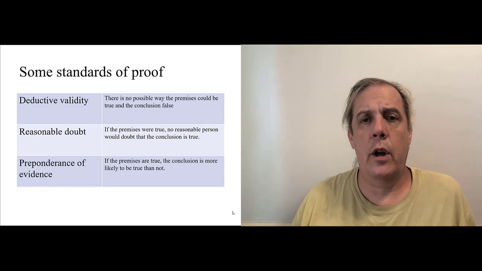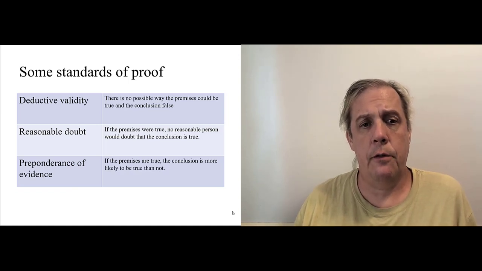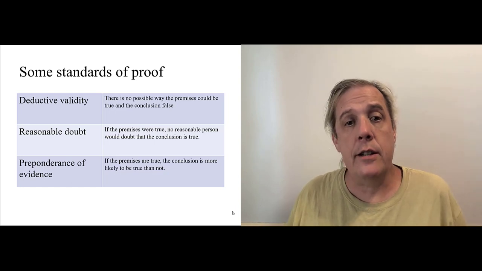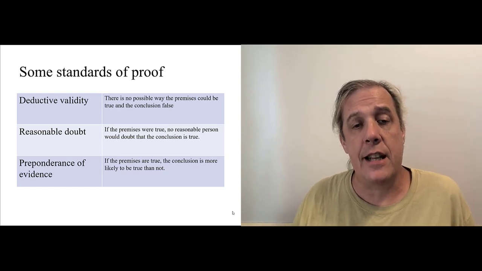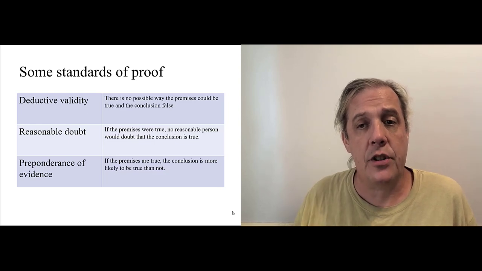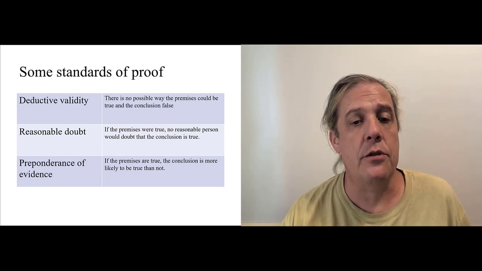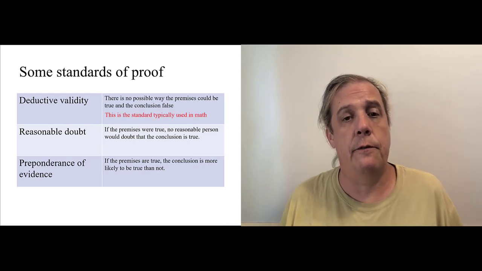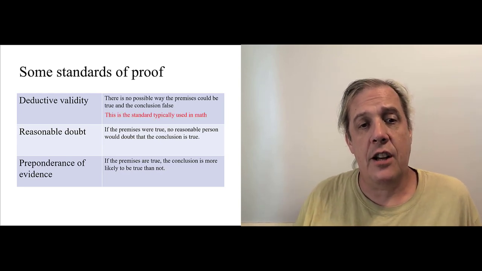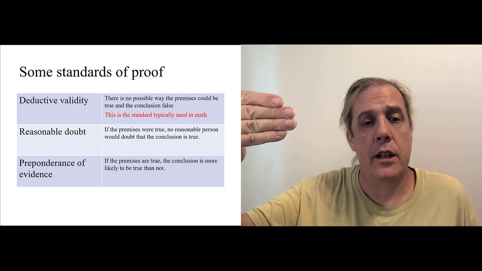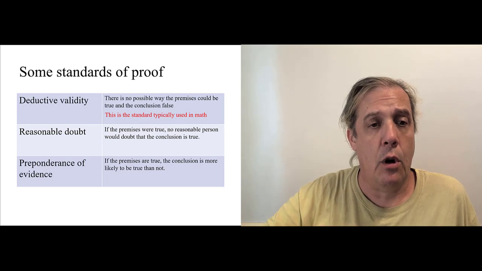So there are other ways to handle standard of proof than the way the US legal system does. We already mentioned one, right? Deductive validity is a standard of proof. It is the standard of proof that is used in mathematics. And on this standard, there is no possible way for the premises to be true and the conclusion false. So that's actually higher than the standard of proof that we get in legal court.